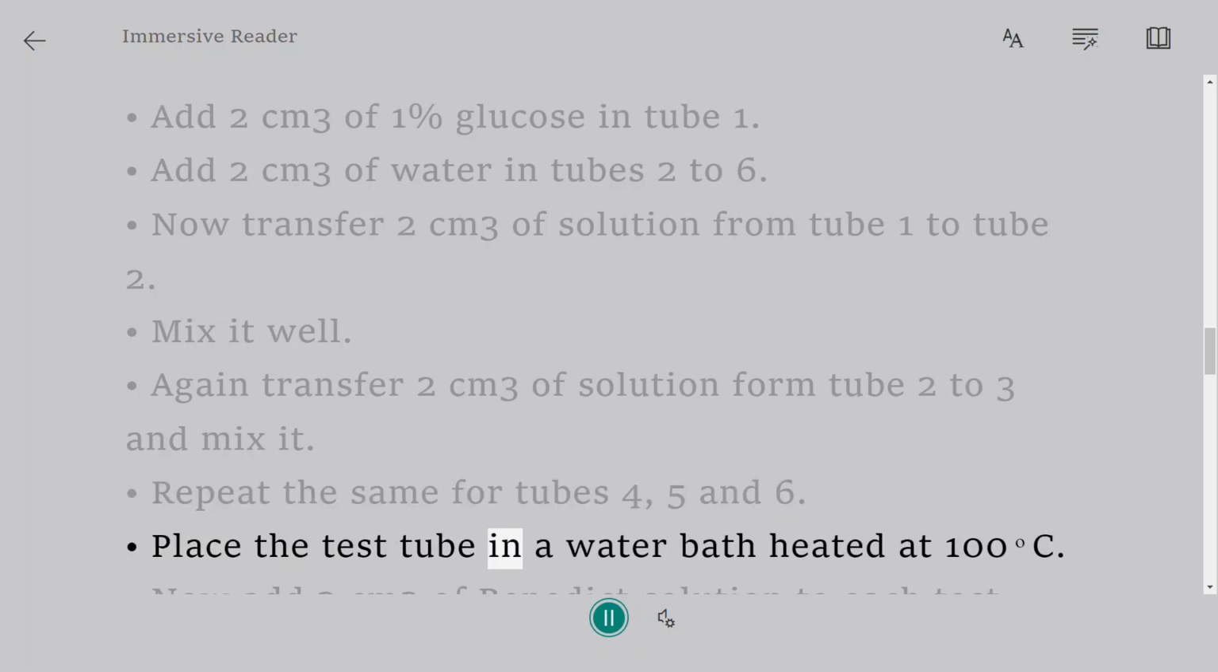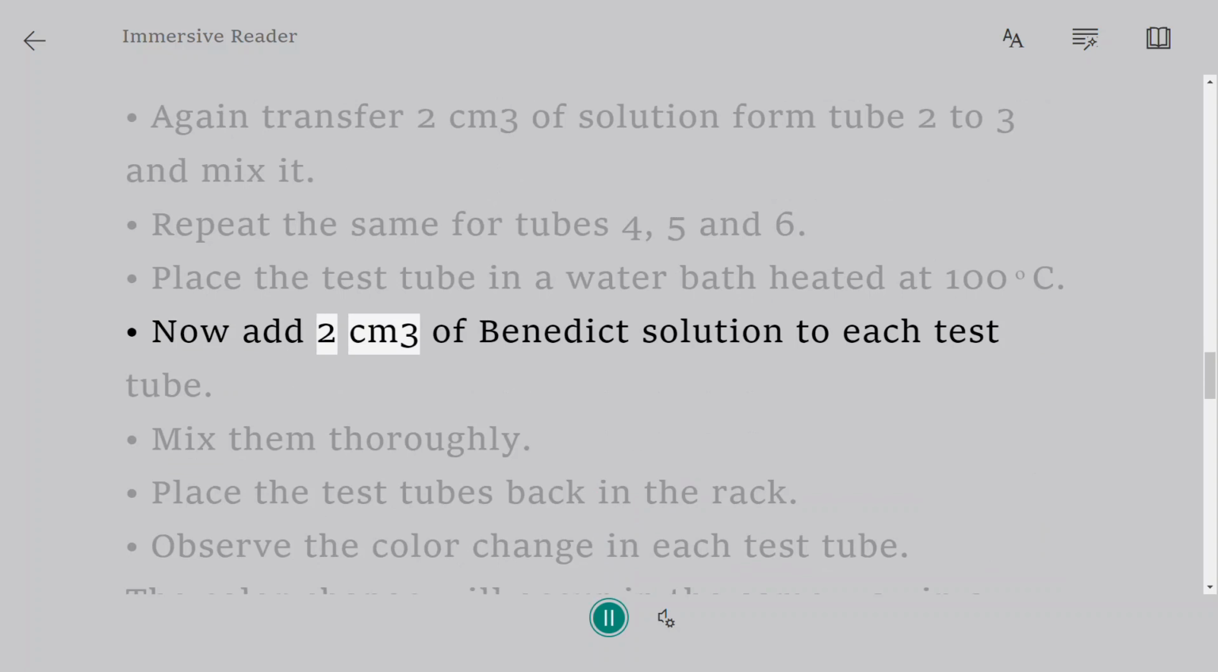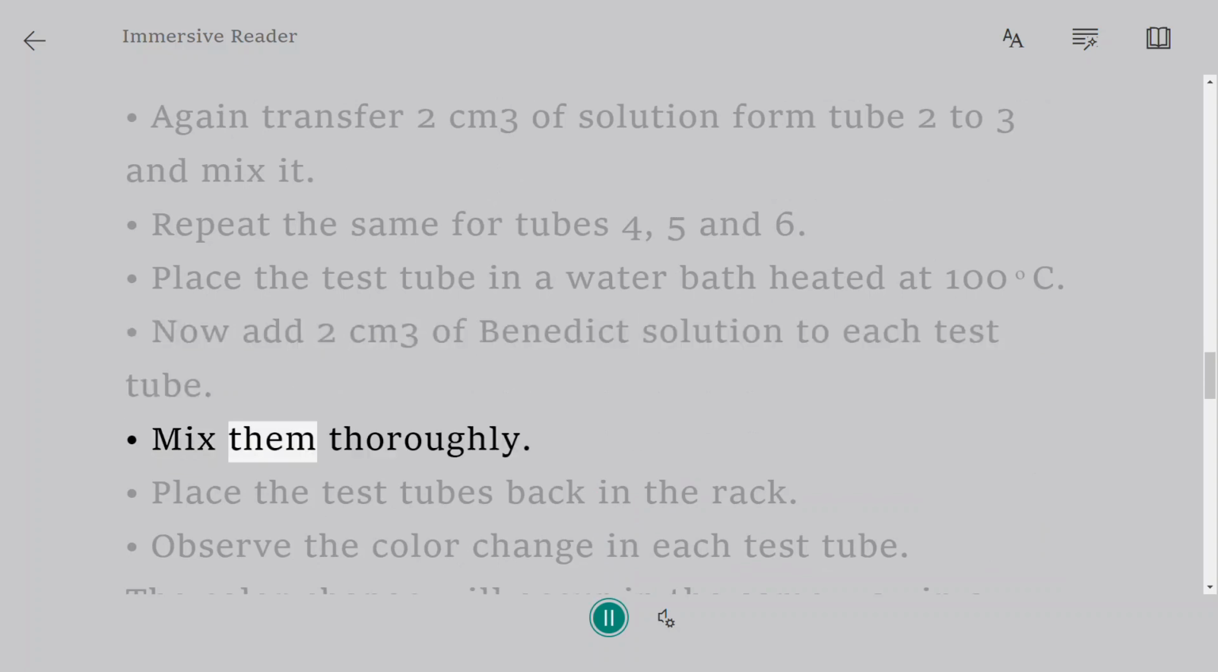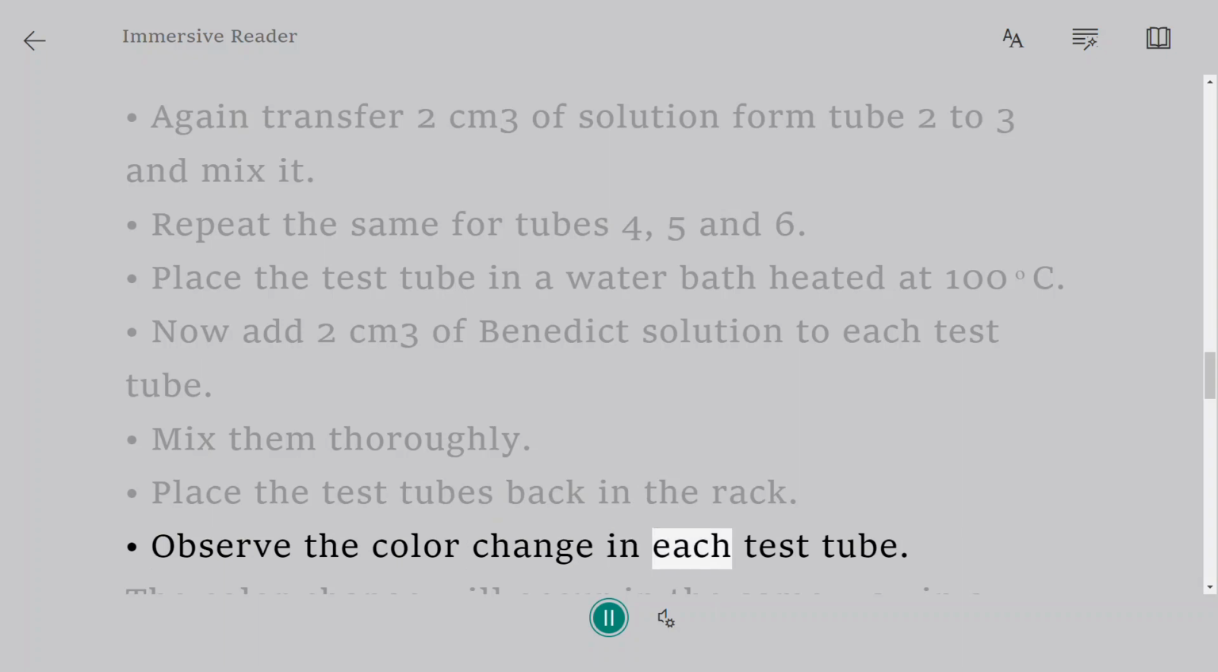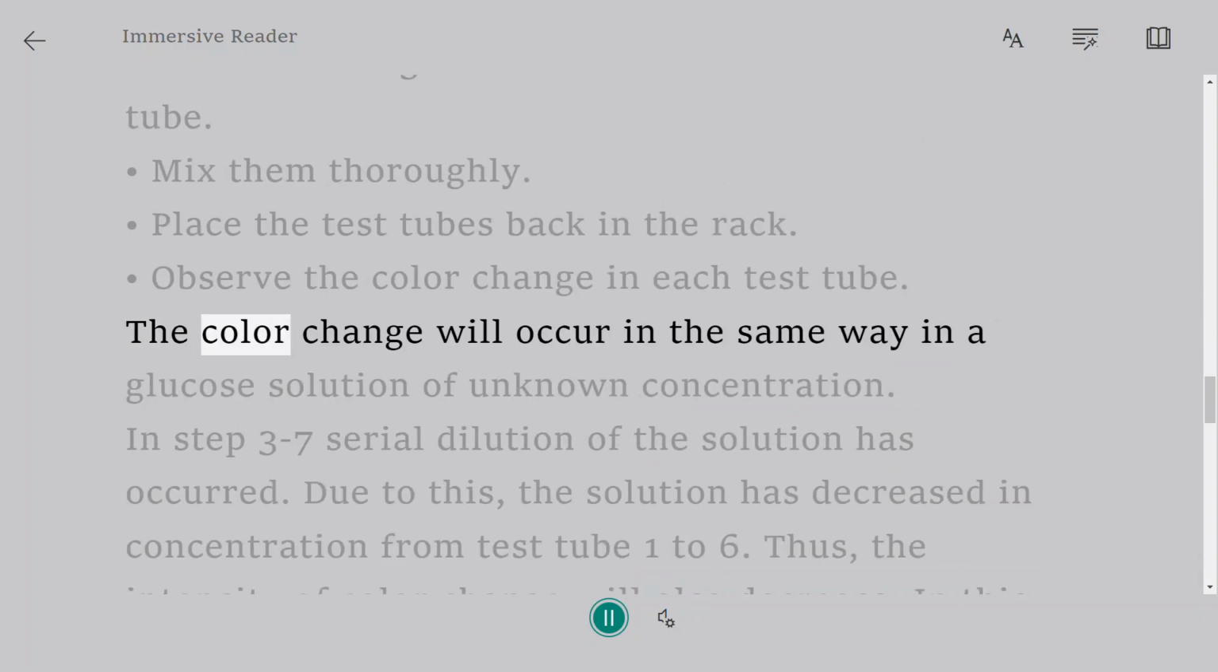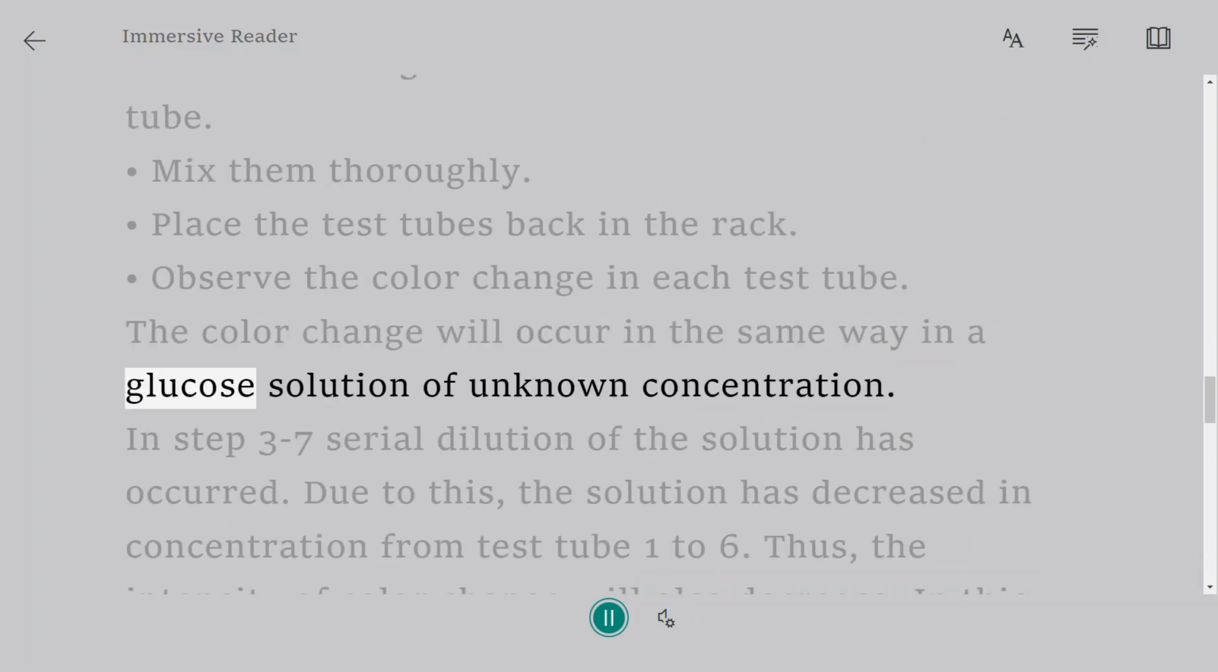Place the test tubes in a water bath heated at 100 C. Now add 2 cubic centimeters of Benedict solution to each test tube. Mix them thoroughly. Place the test tubes back in the rack. Observe the color change in each test tube. The color change will occur in the same way in a glucose solution of unknown concentration.